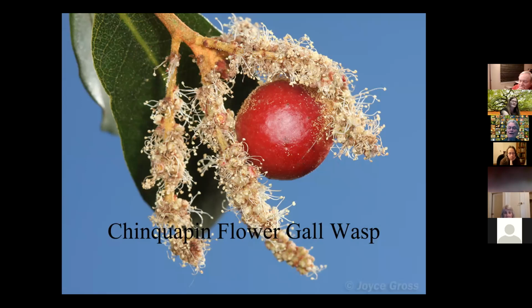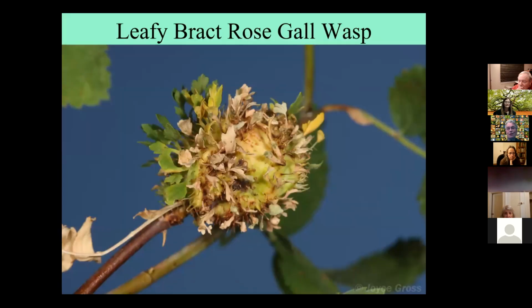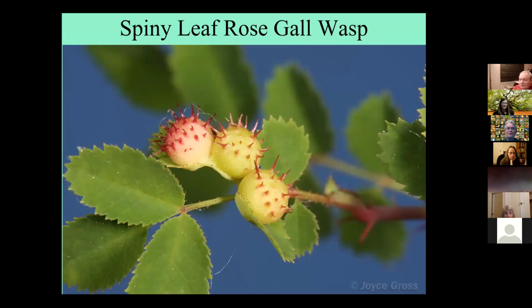This is a chinkapin flower gall wasp. And you notice that you see this is on the flower, but this huge round gall is forming on the flowers. This is a leaf blister, also caused by a cynipid. Chinkapin were the last two, it's a little shrub. This leafy bract is on Rosa, wild rose, and this is also caused by the gall wasp Nebulosa, rose gall wasp. And these are one of my favorites.